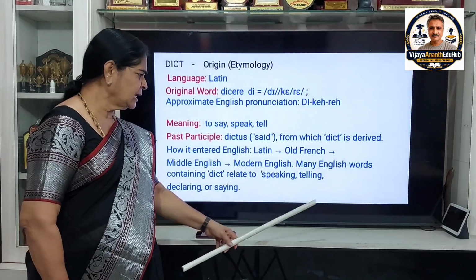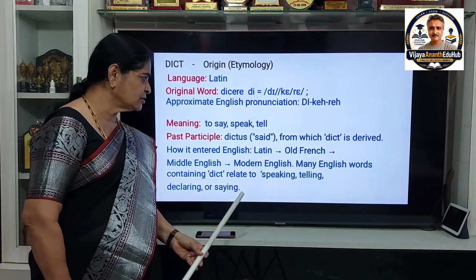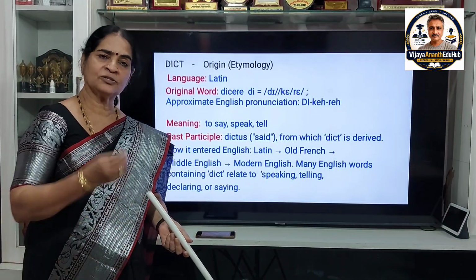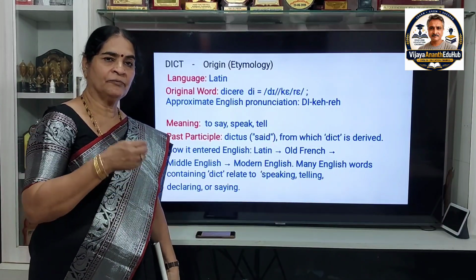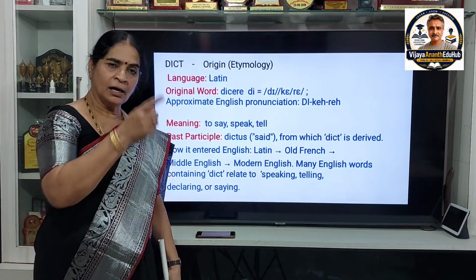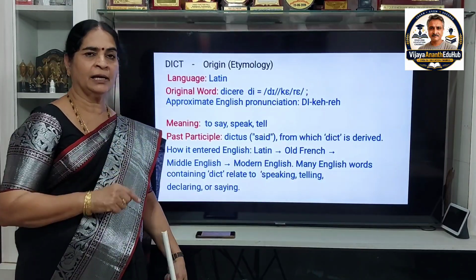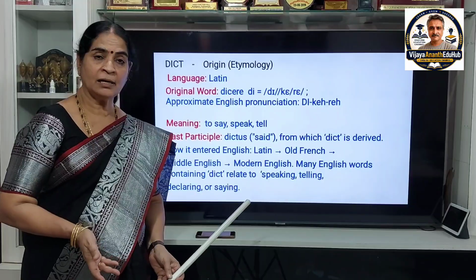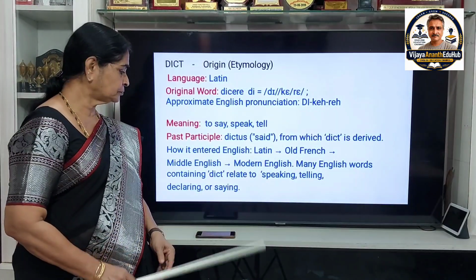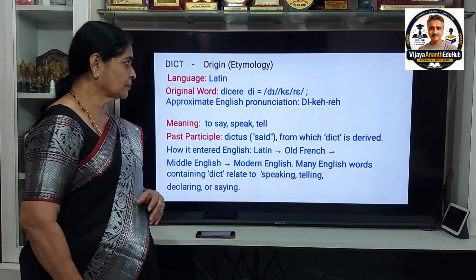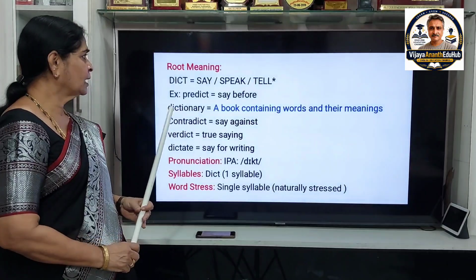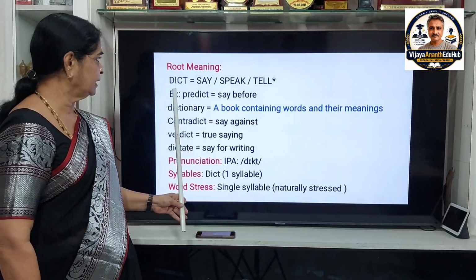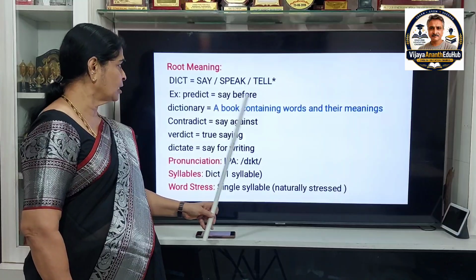Many English words containing dict relate to speaking, telling, declaring, or saying something. There are so many words with the root dict. All these words commonly mean to say, to declare, or to tell something. Root meaning: dict means say, speak, or tell.